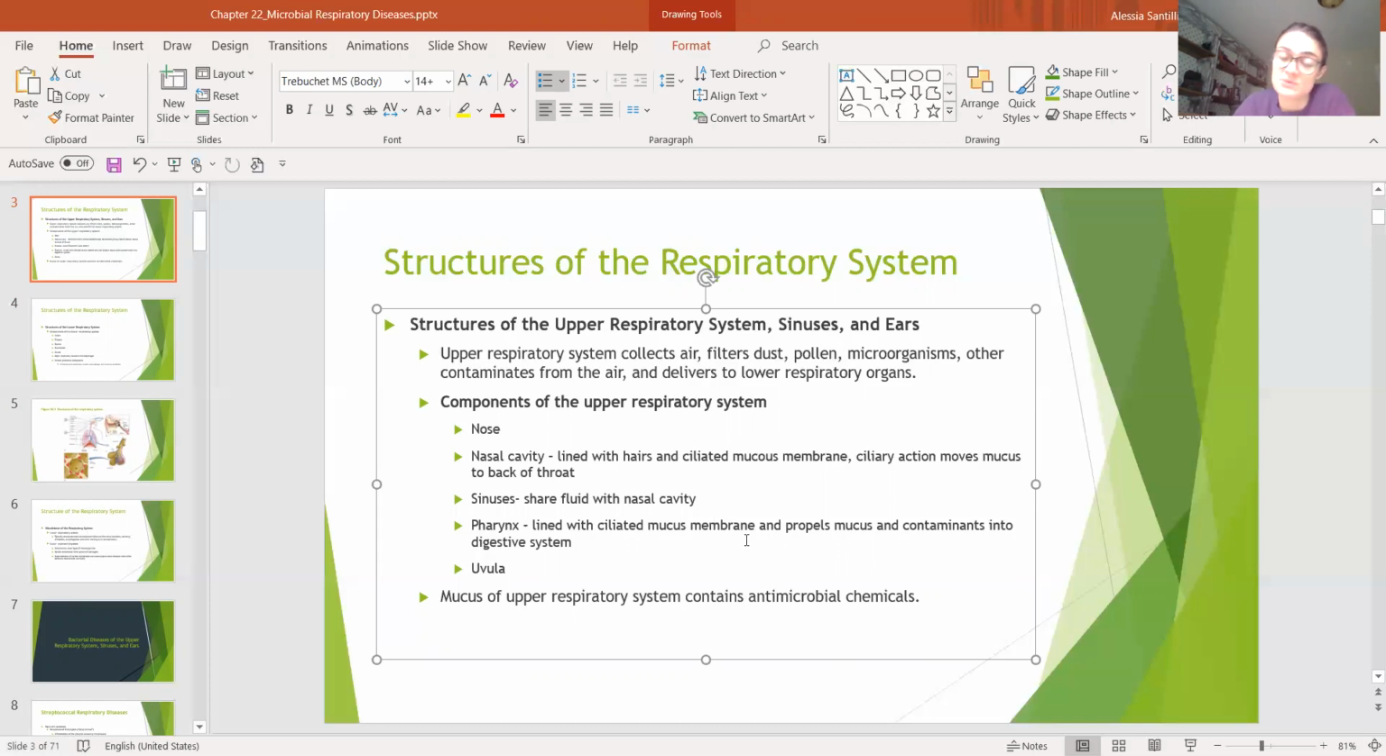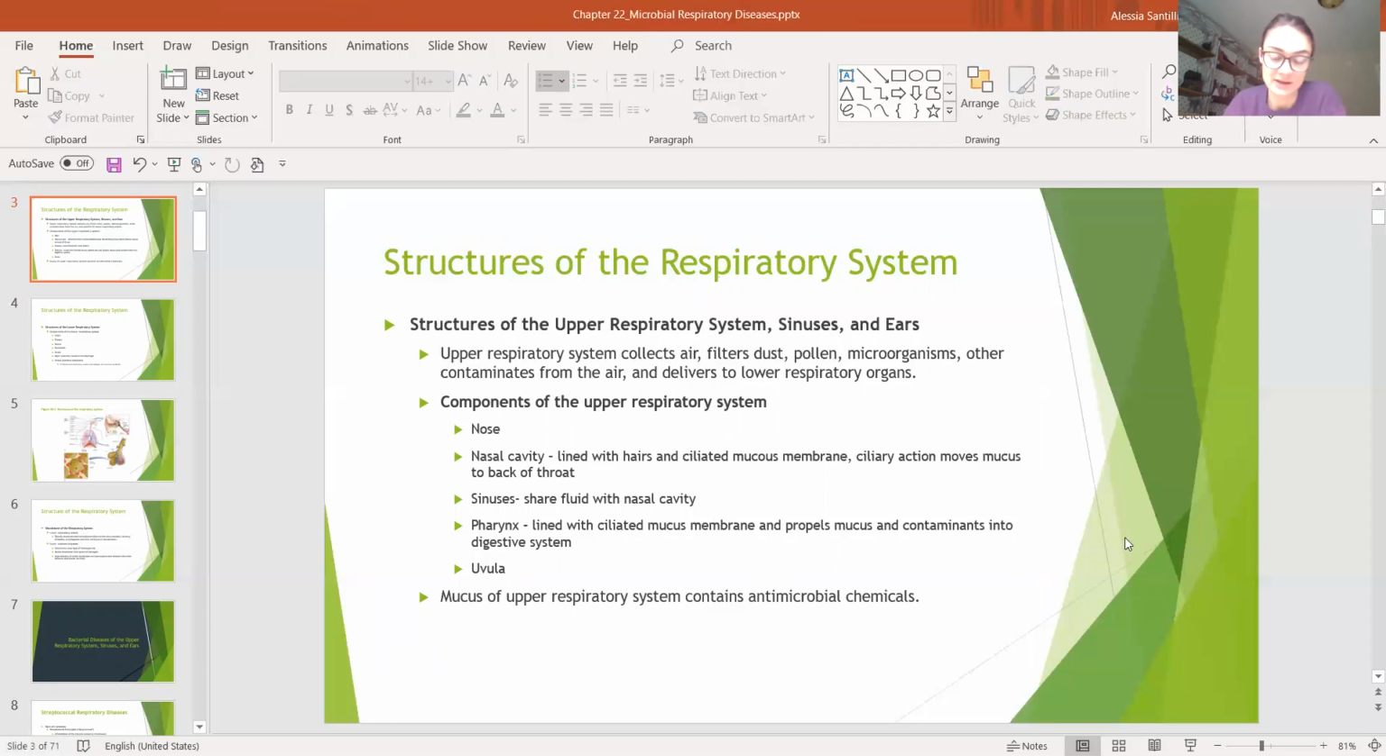The mucus of the upper respiratory system contains antimicrobial chemicals as well. We have different chemicals like lysozyme or defensin, and these can actually harm any kind of invading bad bacteria, both gram-positive and gram-negative.